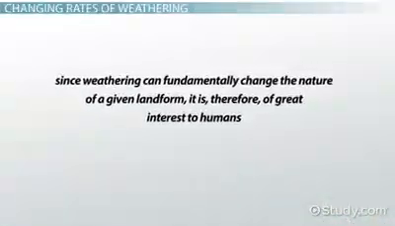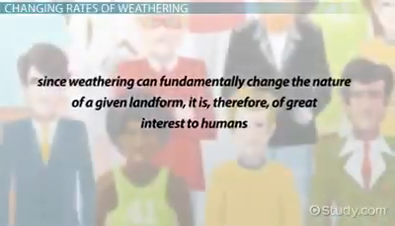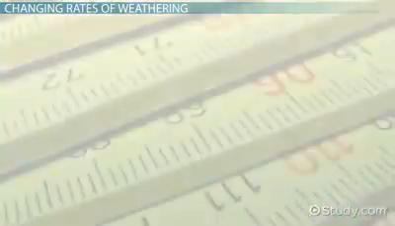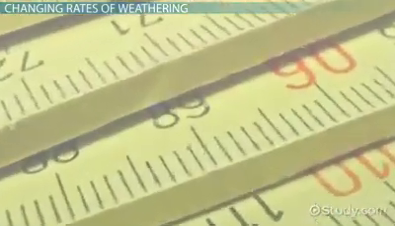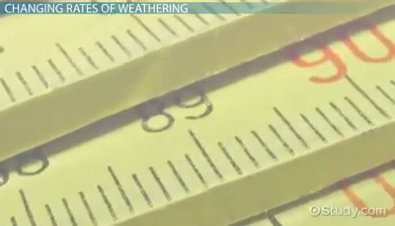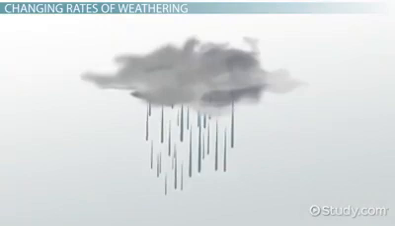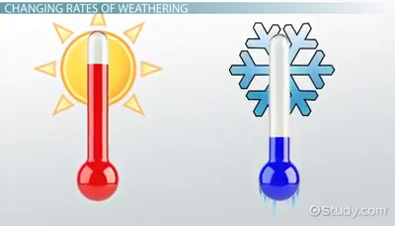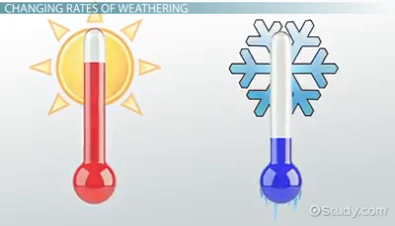Since weathering can fundamentally change the nature of a given landform, it is therefore of great interest to humans. Likewise, the ability to measure changes in weathering rates is also of vital importance. As you may have gathered, the presence of rain and varied temperatures can have a major effect on weathering. However, there are other factors as well.